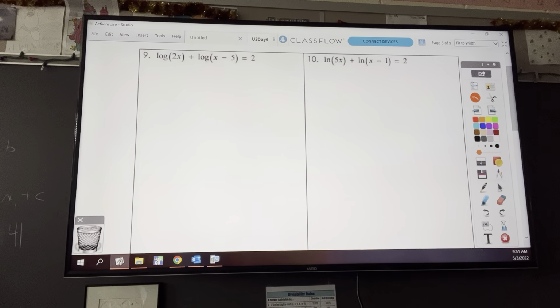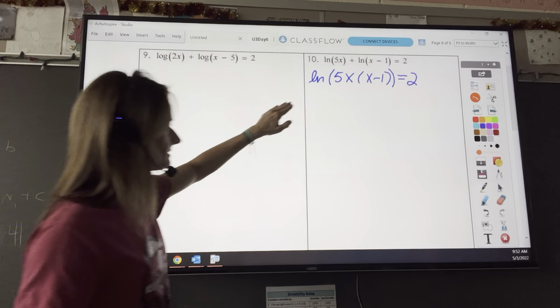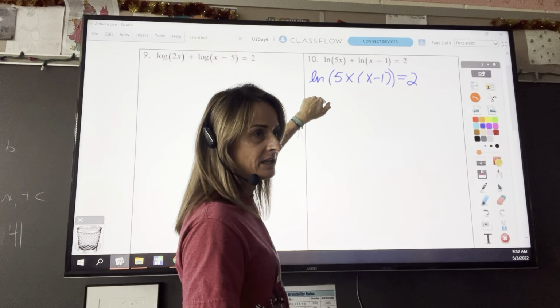Okay, so first, using log properties, I can multiply the 5x and the x minus 1 and write that as 1 log. So in blue, the natural log of, and this is just log properties, 5x times x minus 1, close parentheses, equals 2. Now, that natural log is the same thing as if I had written log base e.